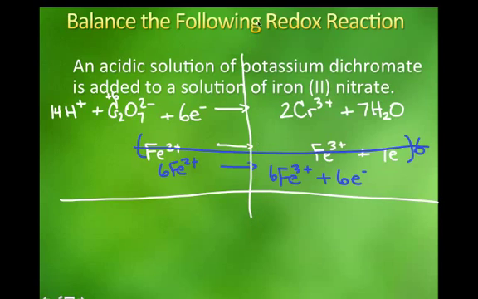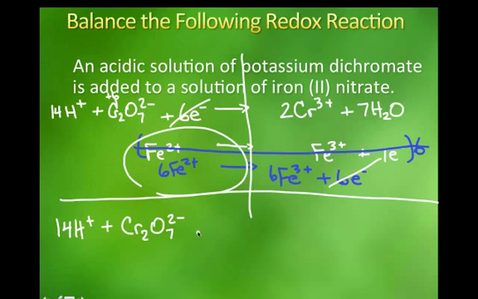We just take what's on this side and call that our product. So I have 14 hydrogen ions, and then dichromate, and the oxygen. Electrons canceled, because they are the same on both sides. But also I have this on the reactant side, 6 ferrous ions.